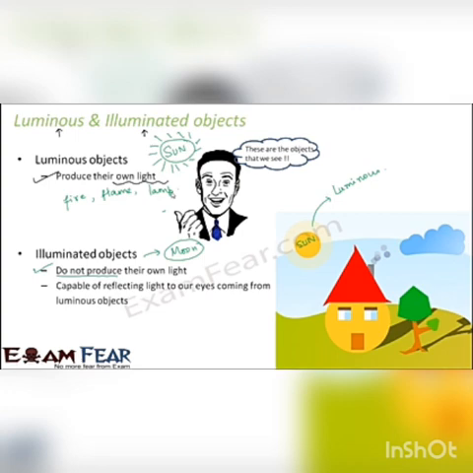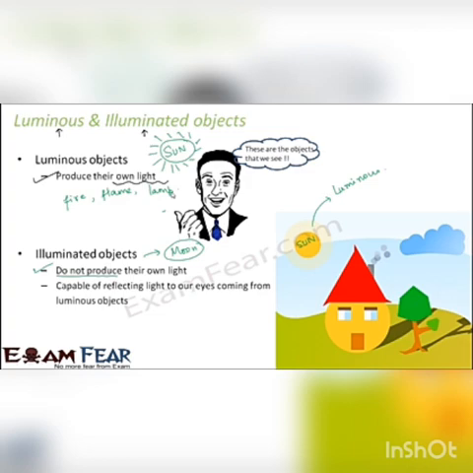And illuminated objects are most of the things which we are able to see, for example, wood, table, chair, glass, utensils. So all of these are illuminated objects, anything that we are able to see. But we know that they are not producing their own light. They all fall under the category of illuminated objects.